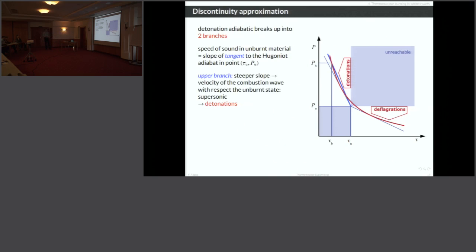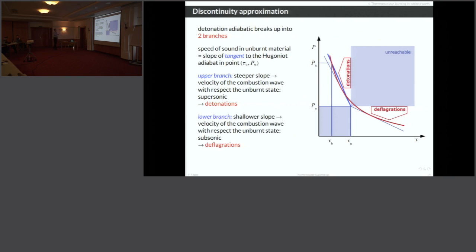Now, looking into this more closely than I can discuss here in the time I have available, one can also make an argument about the velocities of this combustion front. One finds that the speed of sound in the unburnt material corresponds to the slope of the tangent to the Hugoniot adiabatic in the unburnt state. So in the upper branch we can measure the slope of the Rayleigh line, and it will always be steeper than the tangent to the Hugoniot adiabatic. Because of the steeper slope, the combustion wave with respect to the unburnt state will be faster than the speed of sound, so it will be supersonic. And this is why the upper branch of this detonation adiabat is associated with the phenomenon of detonations. These are combustion waves that propagate supersonically with respect to the unburnt material.